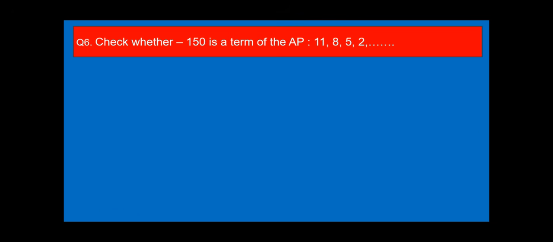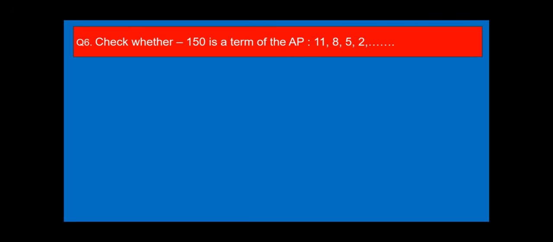The first term is 11, second term is 8, third term is 5, fourth term is 2. Like this, if we list out all the terms, can you get minus 150 as a term here? Or sometimes you may not get minus 150, you may have minus 149, so that the next term will be minus 153, like that. Now we have to verify whether minus 150 is present in this progression, or minus 150 is not present. We have to verify. Clear now?